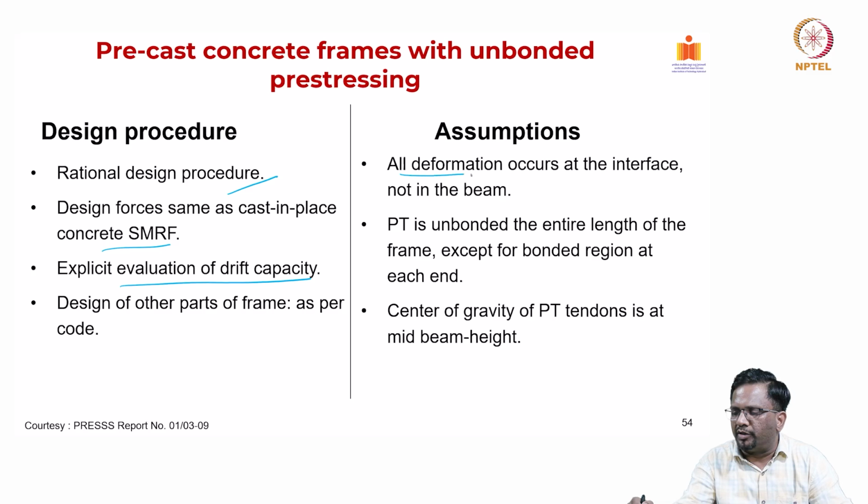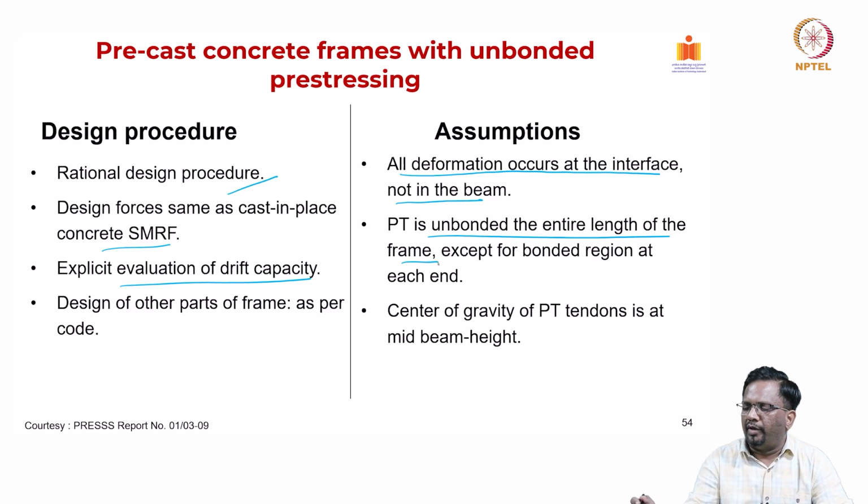Now what are the assumptions that we are making in the analysis and design? All the deformations are going to occur only at the interface, not in the beam, and PT is unbonded throughout the entire length of the frame, and it is only bonded at the end regions so that some connectivity is there, right? Otherwise most parts of the beams are going to be unbonded, and the CG of the PT tendon is assumed to be at the mid beam height.